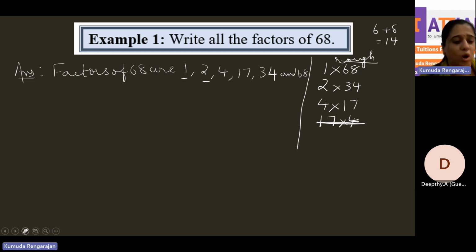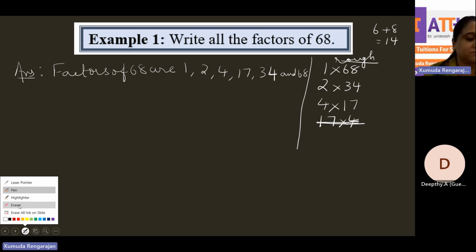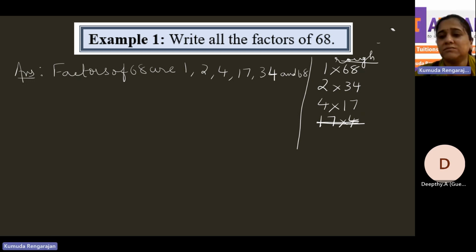But the question is to write all the factors of 68. These are all the factors of 68. If the question is to write the prime factors of 68, then you write all the factors, and from all the factors you must select the prime factors. Yeah, write down. Take down the answer.